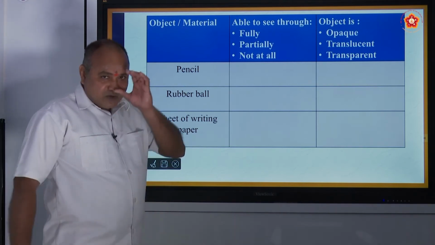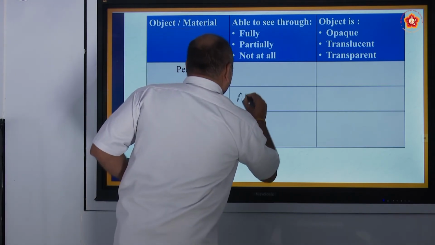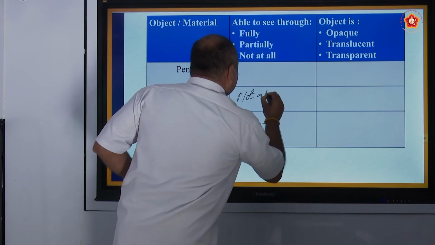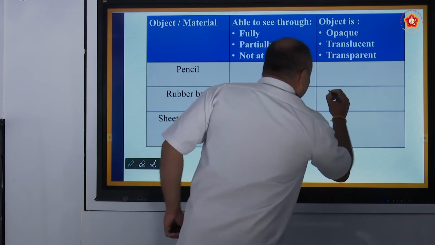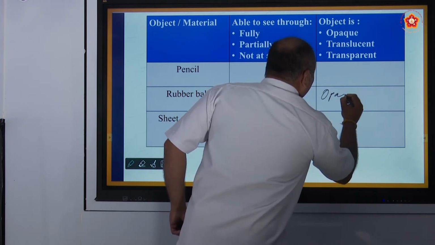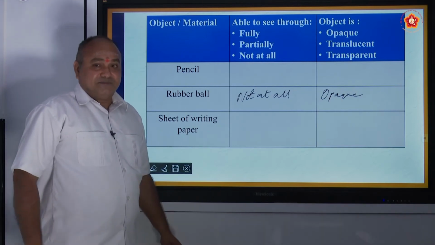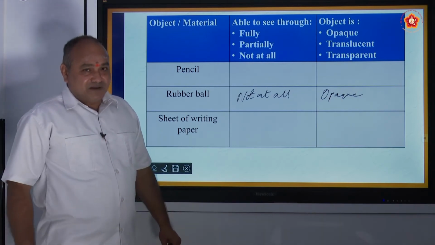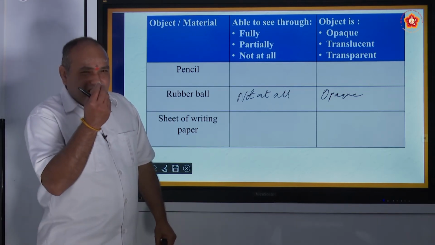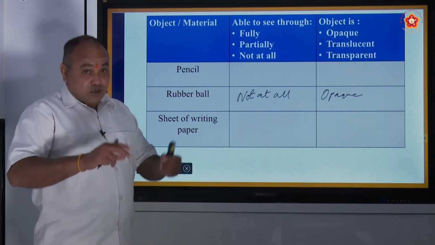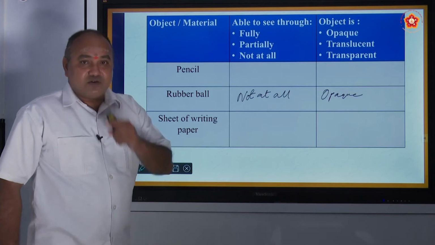So through a rubber ball, can you see? No, right? So not at all. So what is meant by not at all? It is opaque. So, a sheet of writing paper. In a sheet of writing paper, if you look, you may see a little bit but not clear. Means partially. Partially means translucent.